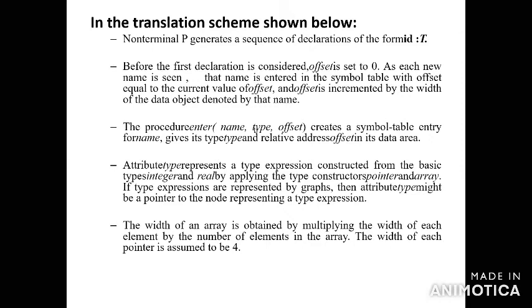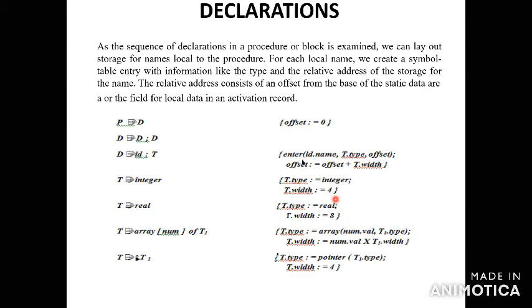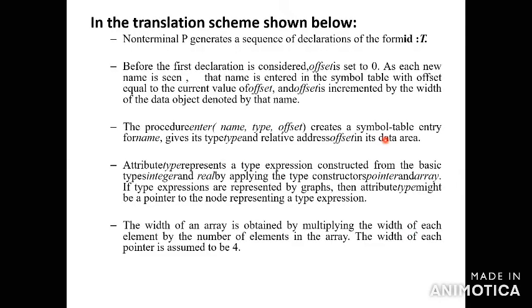Second thing, the procedure enter name, type, offset. Here check the procedure enter ID dot name, T dot type, offset. In that symbol table entry, you have to create the symbol table. All the data can be stored in the symbol table for all the phases. You have to specify the symbol table entry name. Second, you have to specify the type, which data type: integer, real or character. Third, you have to specify the address of the given data, that is the offset values. Okay.